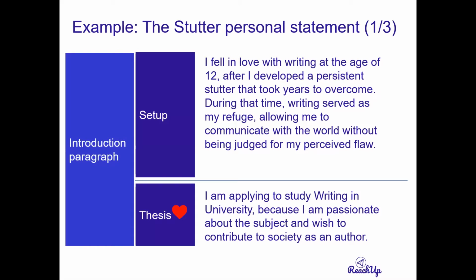Let's look at the structure of the Stutter personal statement. So the introductory paragraph starts off with a setup in which the writer, who's the applicant, says, "I fell in love with writing at the age of 12 after I developed a persistent stutter that took years to overcome. During that time, writing served as my refuge, allowing me to communicate with the world without being judged for my perceived flaw." So the applicant is telling us just a quick short story about why he fell in love with writing.